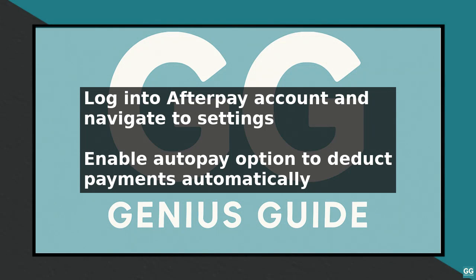To set up Afterpay Autopay, start by logging into your Afterpay account and navigating to the Settings or Payments section. Here you will find the option to enable Autopay, which allows Afterpay to automatically deduct payments from your chosen payment method on the scheduled due dates.